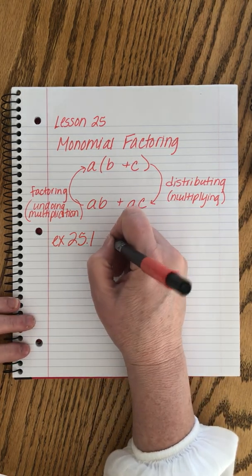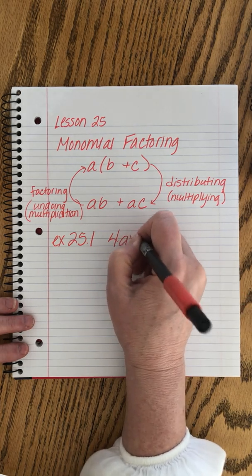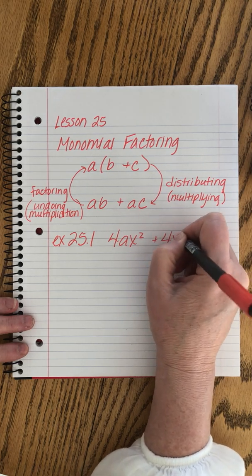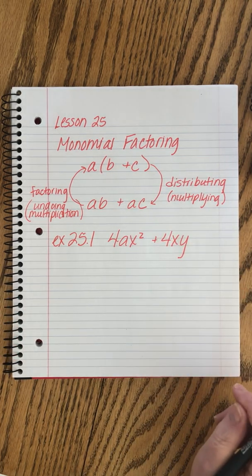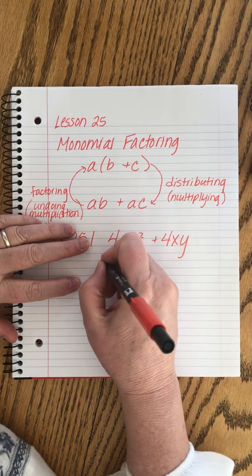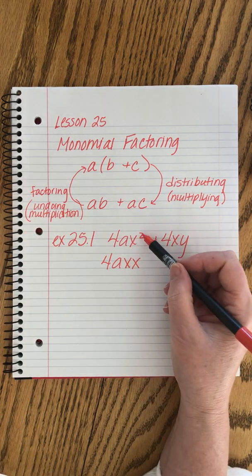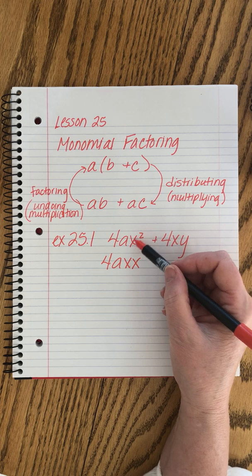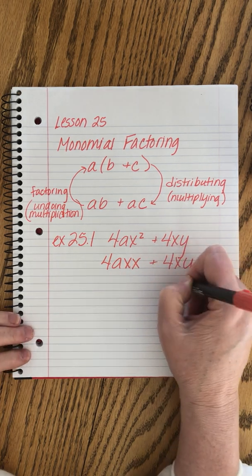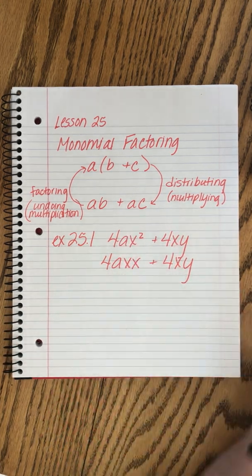Factor is the instruction: 4ax squared plus 4xy. Now, just to make this super duper easy, I'm going to take this squared and write it out. That 2 stands for x times itself 2 times. So I'm going to write it like this. We won't do this every time, but just to make it super clear what we're doing, all right? So this and this are the same thing.